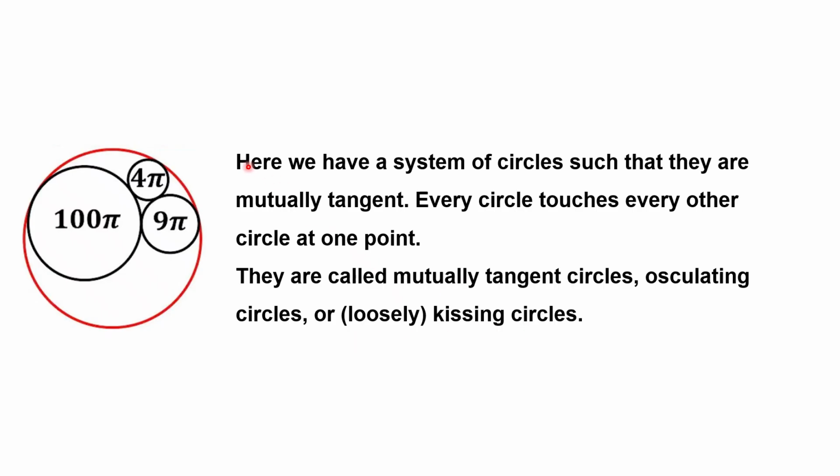The circles are drawn in such a way that all are mutually tangent. That means every circle will touch every other circle at one point. They are called mutually tangent circles or osculating circles. So here we have a system of four mutually tangent circles.